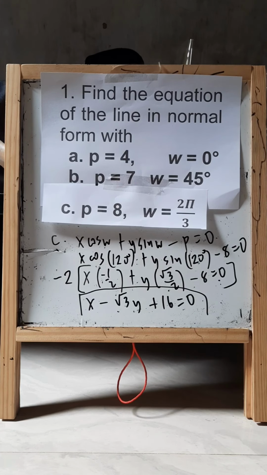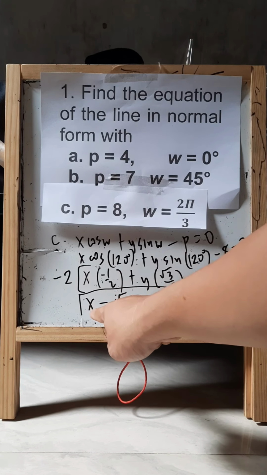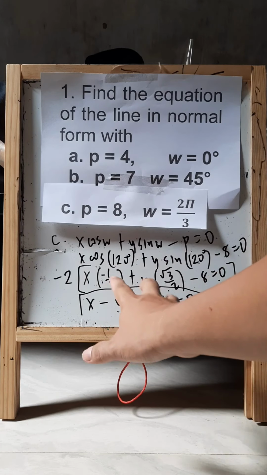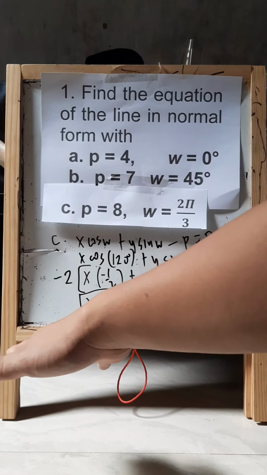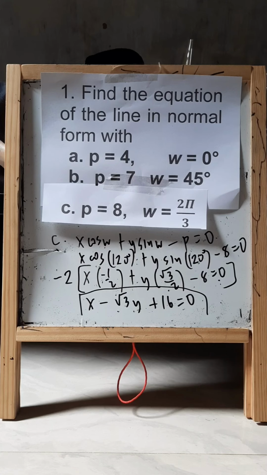Given p equals 8, w is equal to 2 pi over 3, the equation is x minus square root of 3y plus 16 equals 0. Okay, bakit negative 2? Kasi negative 1 yung x. So in order for it to become positive x, negative 2 na lang. Minsanan na lang. If you multiply this by 2, then in the next step you multiply the equation again by negative 1. So minsanan na lang negative 2, instead of positive 2 then negative 1. Okay? Let's go to the next. That is how to find the equation of the line in normal form given P and W.